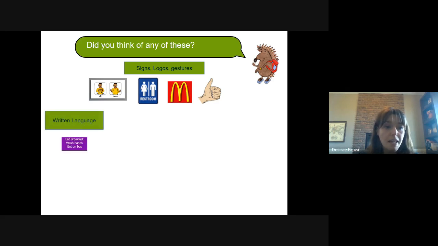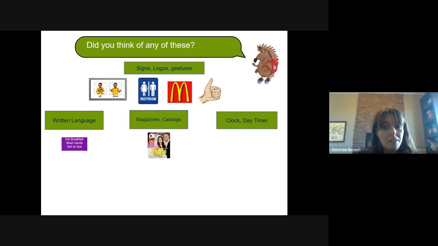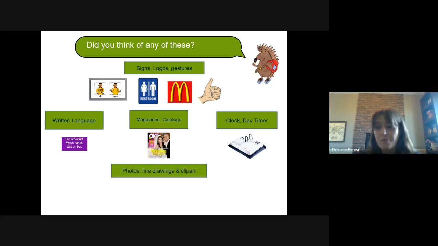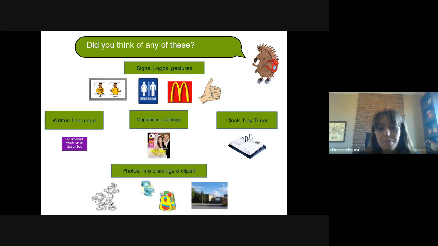There's also written language. So again, like I mentioned, you might have notes. I know I have sticky notes for myself as a visual. You can have written words of lists or things to remember to do, or steps. Magazines and catalogs are another visual. Having clocks, day timers, calendars, those different types of schedules that help keep us on track, as well as photos, pictures, line drawings, and clip art. So there's lots and lots of different types of visuals.